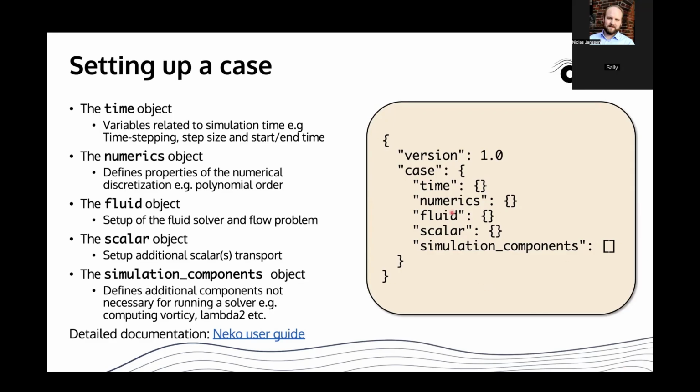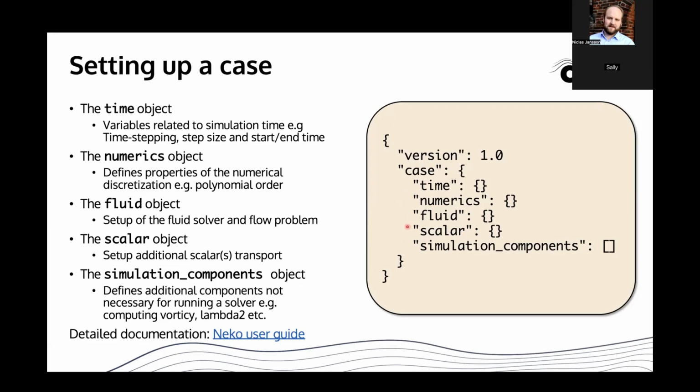And then you see you set up your case and close it with objects like time, numerics, fluid, scalar, and simulation components. There are a couple more that are covered in the manual. But naturally, with time you define the end time of the simulation and time stepping options. Numerics are the polynomial order and the discretization, and fluid is the big object with a lot of sub-JSON objects defining how the fluid solver is set up, how the fluid problem behaves, material properties, etc.